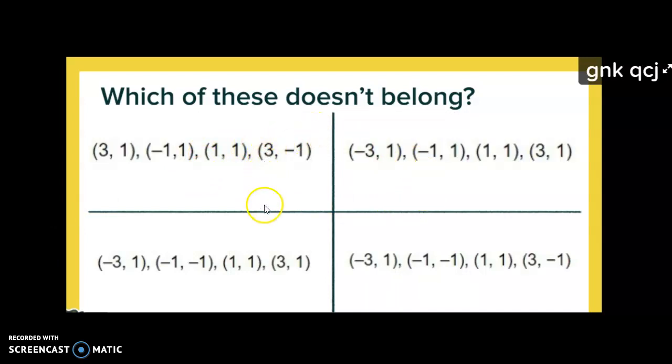Here is a list of ordered pairs, right? You're dragging your icon to the one that does not belong. So the one that is either a function or not a function compared to what the other ones are.